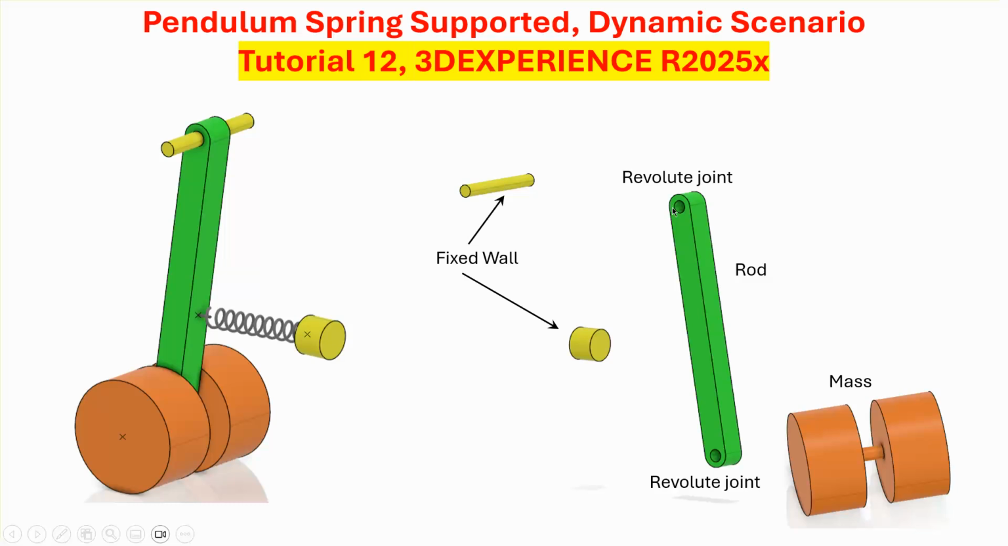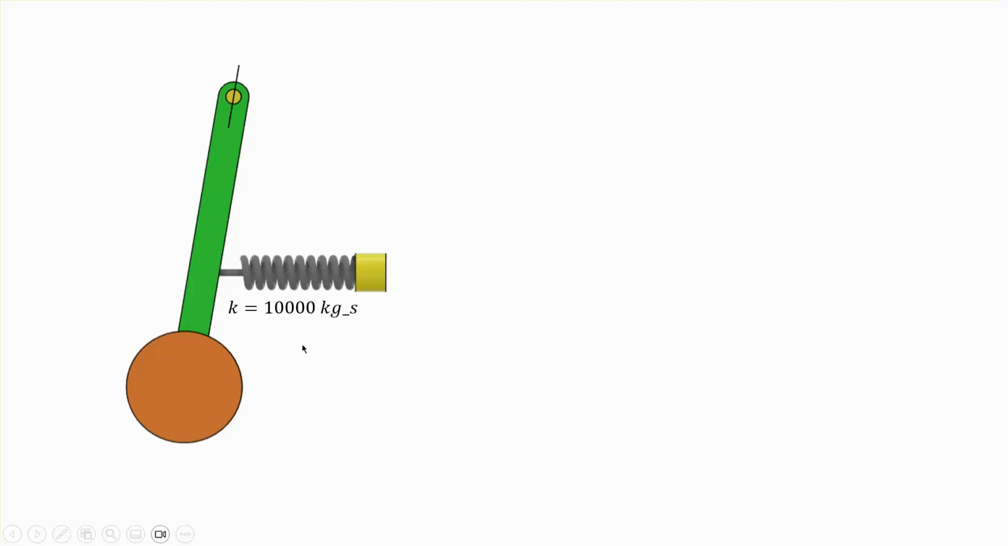Then we have a rod, which is going to be massless. I will make sure that the mass of this rod is very small compared to the mass of the bulb, or this thing that I call the mass. This is the dumbbell, which is essentially the mass that makes the pendulum swing back and forth. And then there's a spring here. Now, the stiffness of the spring is given as 10,000 Newton per meter, or equivalent to this unit.